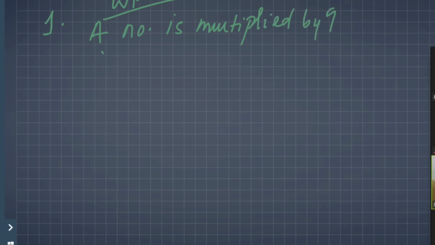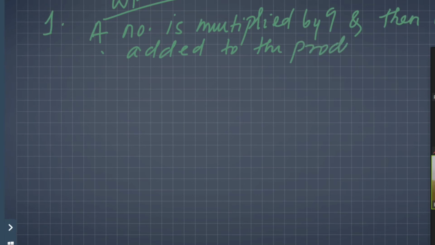Let me show you one example. Suppose one word problem I'm showing you. Let me write the heading as WP, word problems. The question goes as this: a number is multiplied by 9 and then 11 is added to the product. If the final result is 56, find the number.